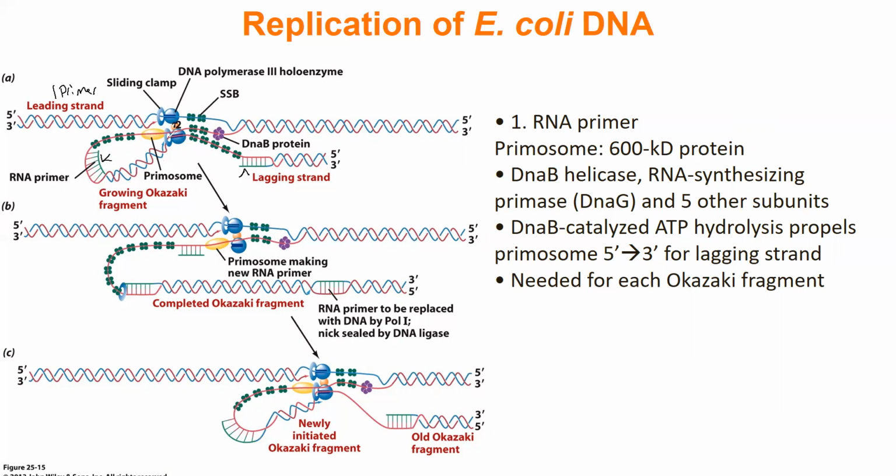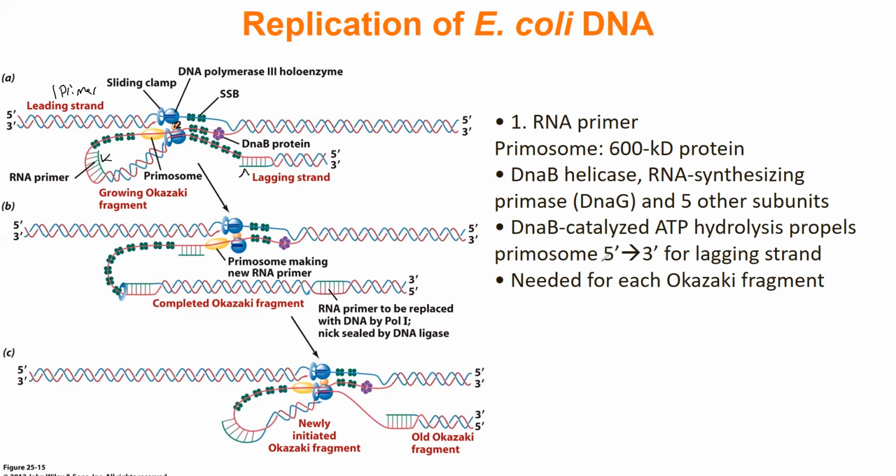The machinery that adds RNA primers is called the primosome, 600 kilodaltons. So it's a very big protein, and it's made out of a lot of different things. It has our helicase with it, and the thing that actually synthesizes RNA called DnaG, and other subunits as well that we're not going to go into. But the thing that actually is adding our primer is going to be our DnaG. The whole purpose of the primosome is to add RNA primer.